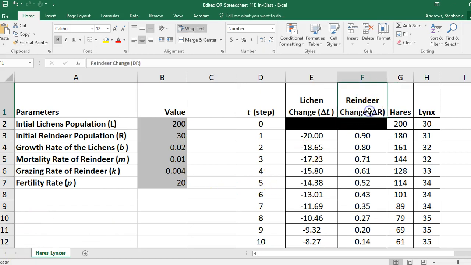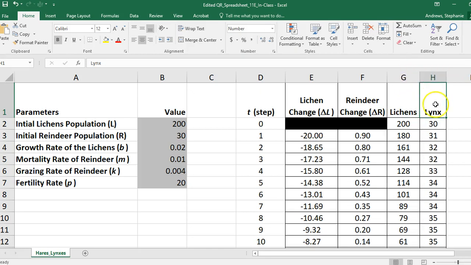So I do have an R in there now. I went outside of it and then backspaced my way in. And the hares are the lichens. And let's make that one just a little bit wider. And lynx are the reindeer. And we'll make that one a little wider also.